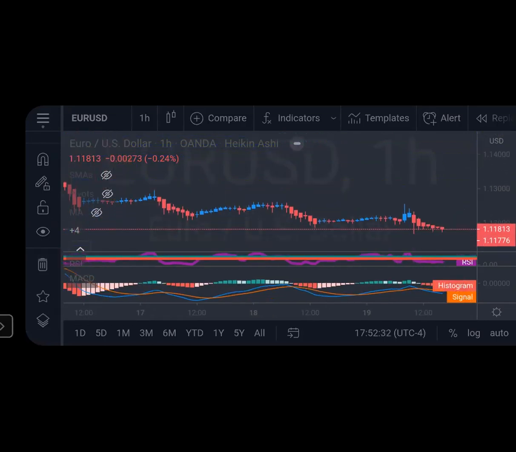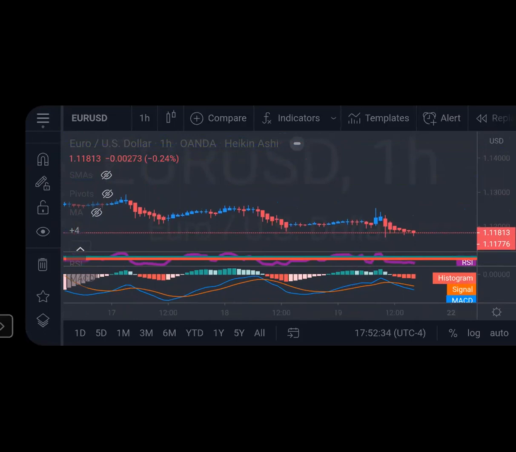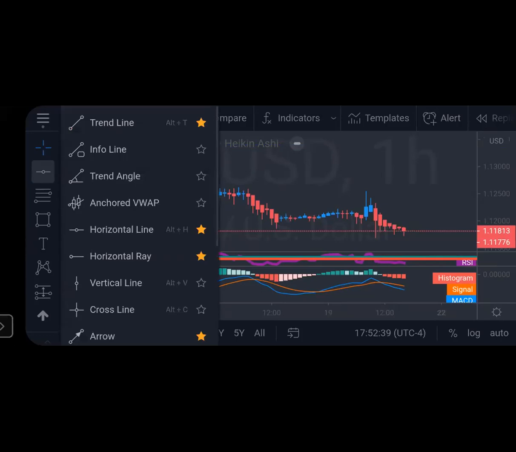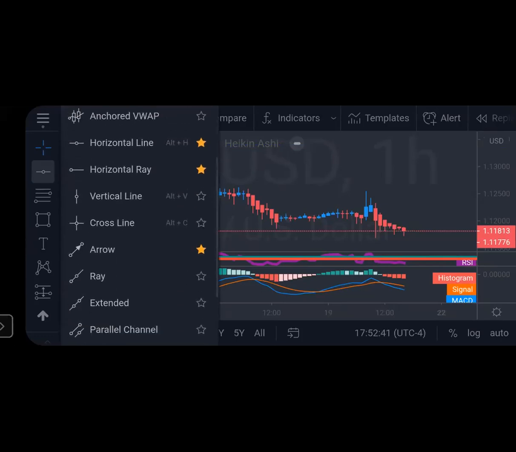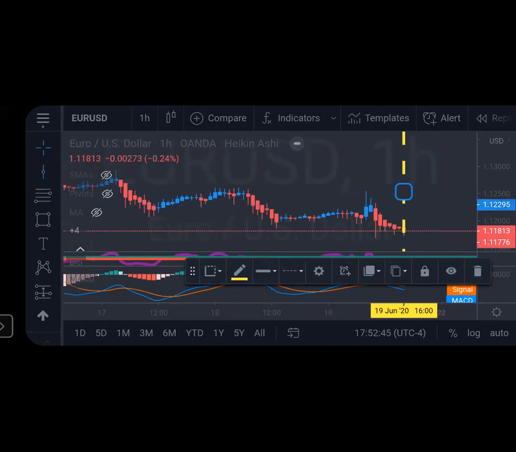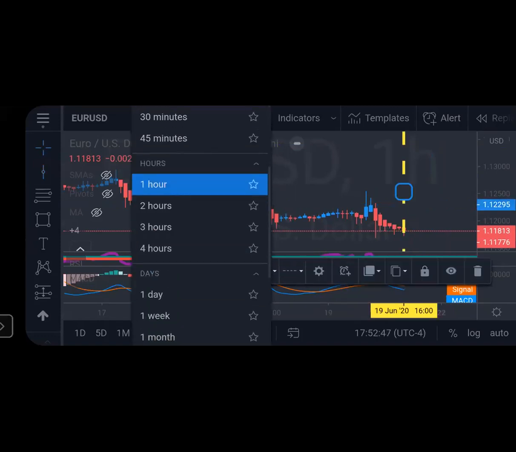So some people, like me, I analyze on a 1 hour. Say for instance, I was looking over here. I started with the 1 hour. I'm drawing a little vertical line here. I want to see what this was doing. Some people do 4 hours, some people do a week, some people do a month, but it all depends on what kind of trader you are.